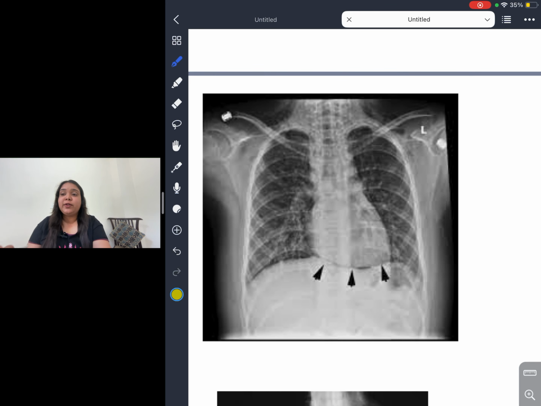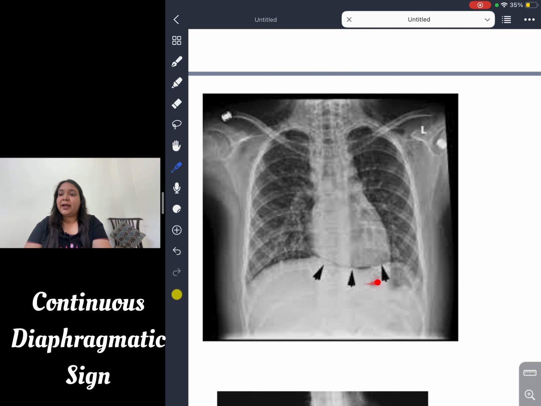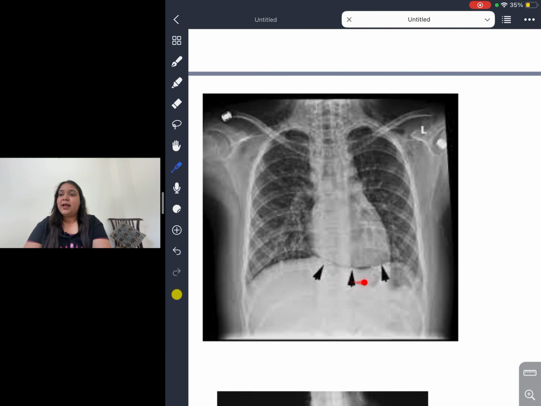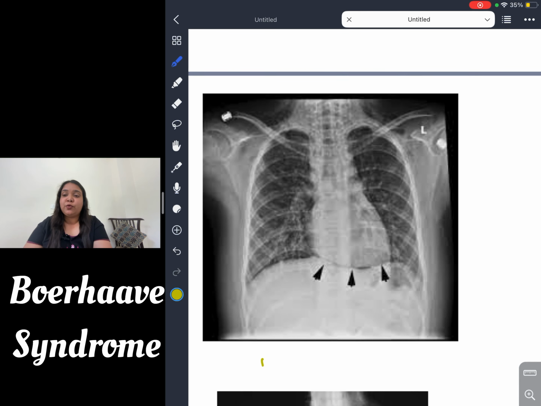What you can see over here is a continuous diaphragmatic sign. This is a continuous diaphragmatic sign, and this is mostly seen in a condition called Boerhaave syndrome.